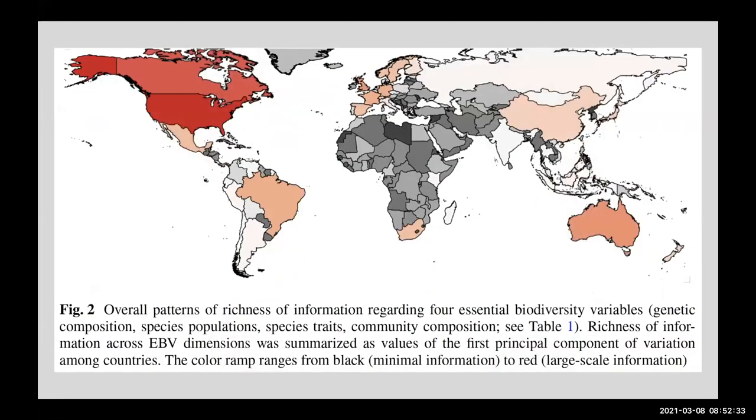And then this is an effort to put all of those together into one index. Essentially what we did was to take a principal components analysis at the level of country, where the input variables were the relative scores for each of the four EBVs that don't have global information. That first principal component summarizes the major axis of variation. And it goes again from dark colors with relatively little information to bright red with lots of information.